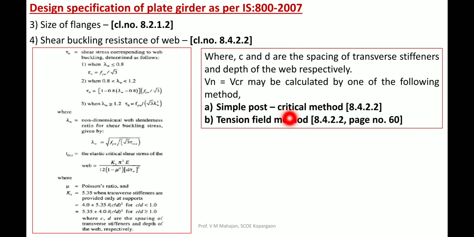Then Vn is equal to Vcr, which may be calculated by one of the following methods: the simple post-critical method, as per clause 8.4.2.2, or the second type, the tension field method, as per clause 8.4.2.2 on page number 60 of IS 800:2007.